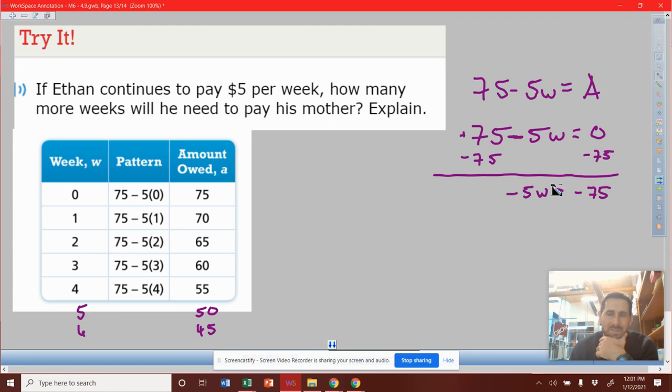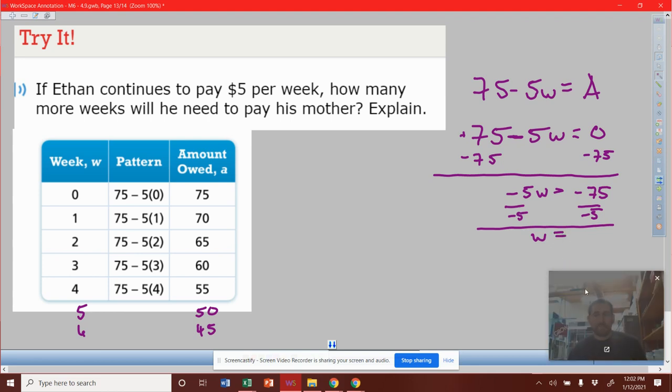So now, what is the one thing bothering the w? It's a times, and we can look at it as a times -5, and we can divide by -5 and divide by -5. So we will get w by itself, and a negative number divided by a negative number is a positive number. 75 divided by 5 is 15. So it'll take 15 weeks.